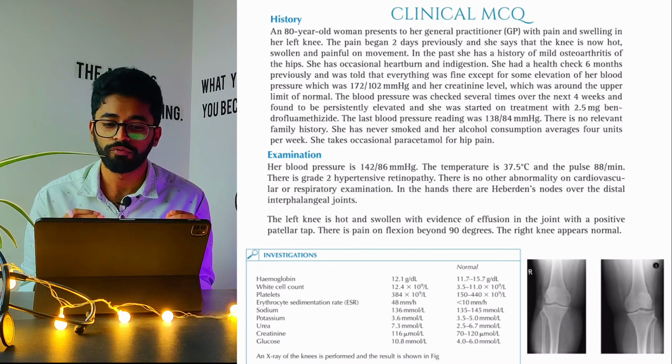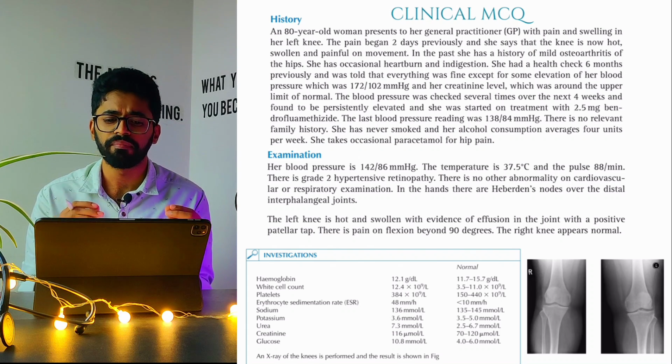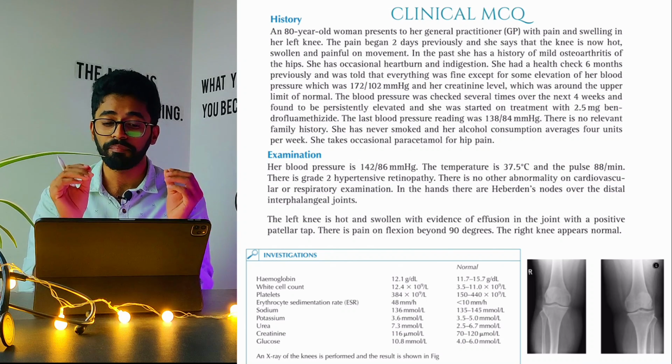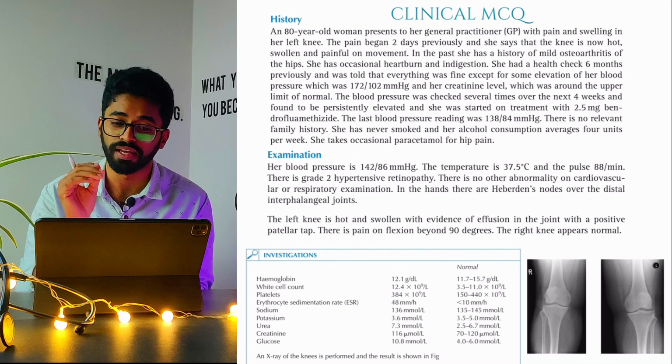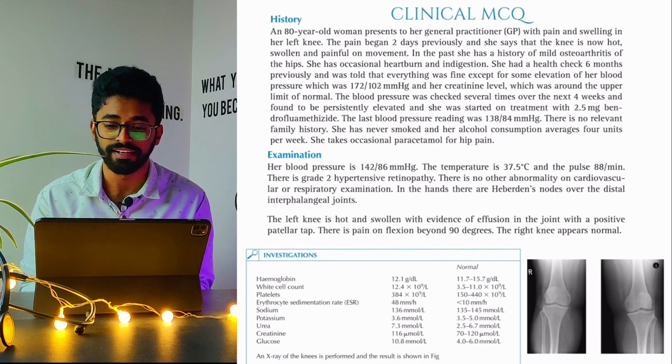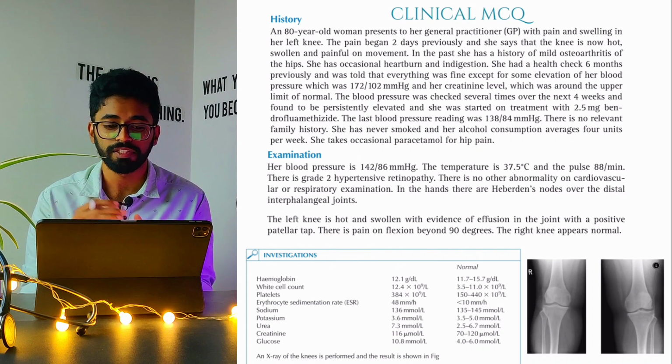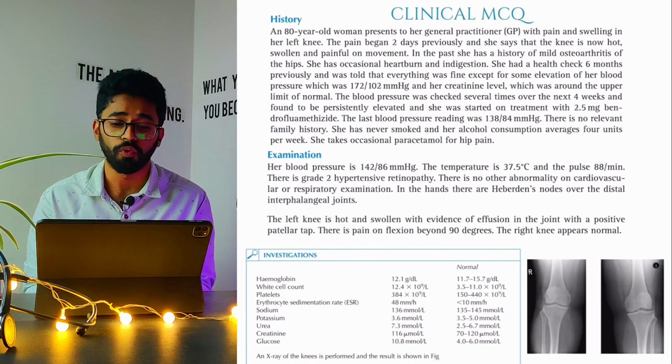An 80-year-old woman presents to her general practitioner with pain and swelling in the left knee. The pain began 2 days previously, and she says the knee is now hot, swollen and painful on movement. In the past, she has history of mild osteoarthritis of the hips. She has occasional heartburn and indigestion. She had health checkup 6 months previously and she was told that everything was fine except for some elevation of her blood pressure, which was 172 by 102 mmHg.